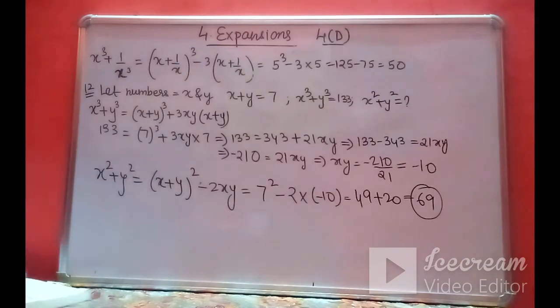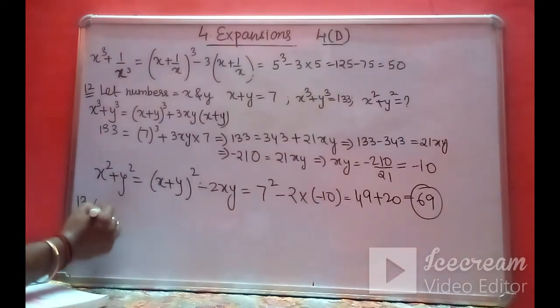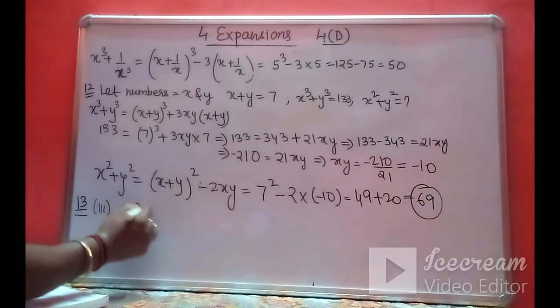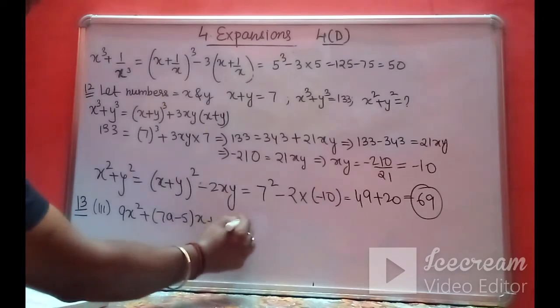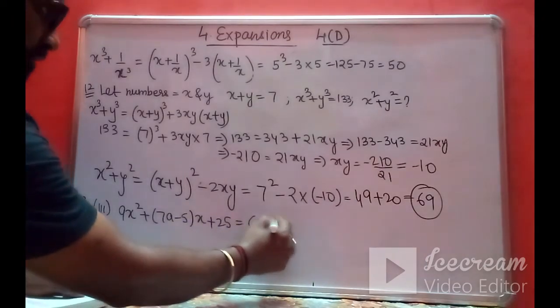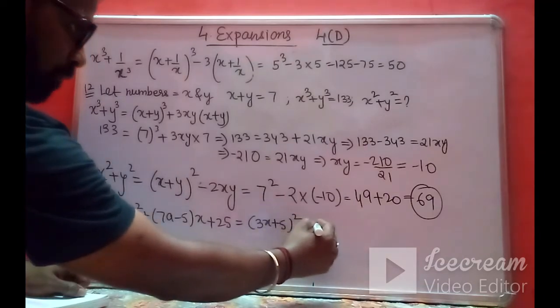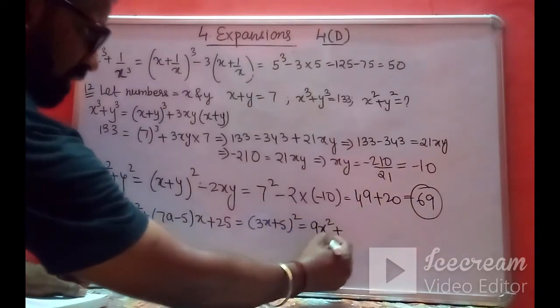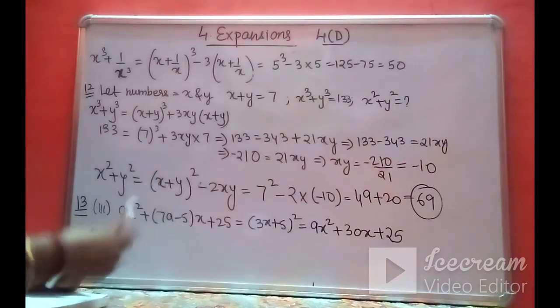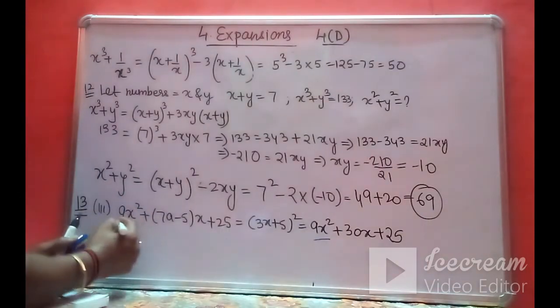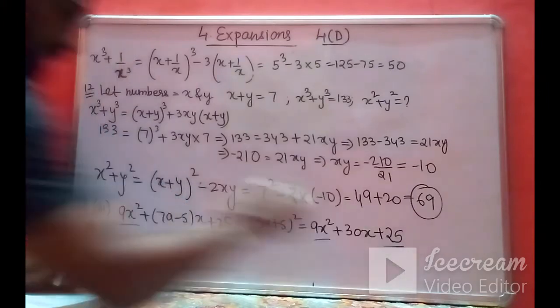Okay. Then question number 13. Here we have to find the value of a. In this we will be comparing the coefficients of x on both the sides. Like in the third part, it is given as 9x square plus (7a minus 5)x plus 25 equal to (3x plus 5) whole square. So when we open it, it becomes 9x square plus 30x plus 25. Now you just see here, this is 9x square and this is 9x square. 25 and 25 are the same.